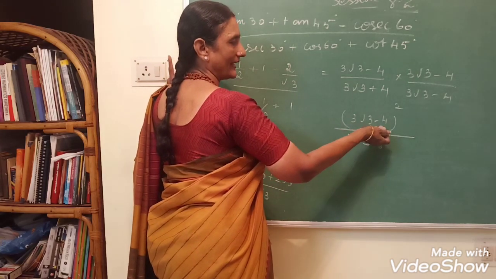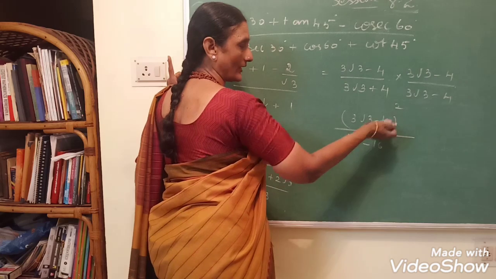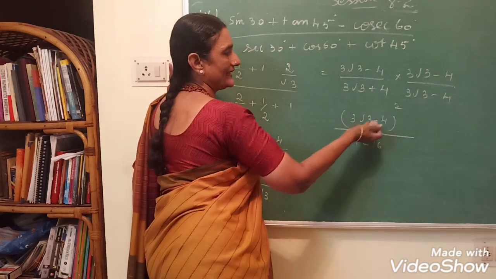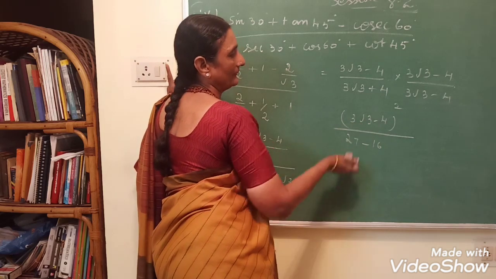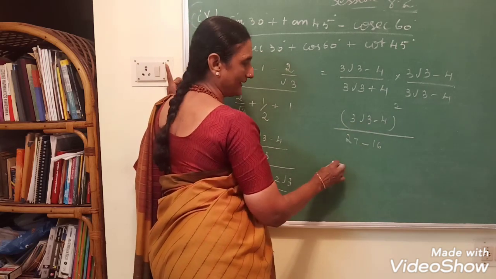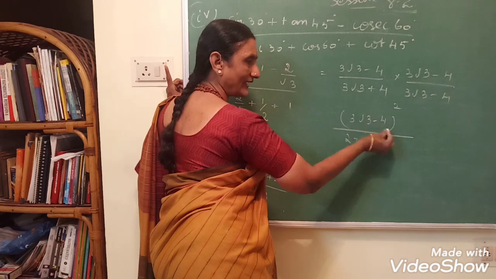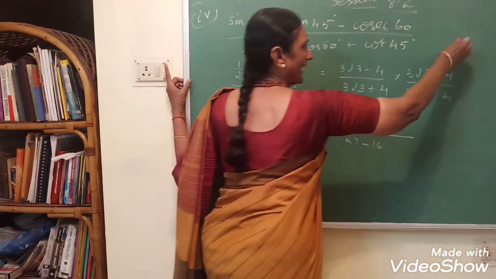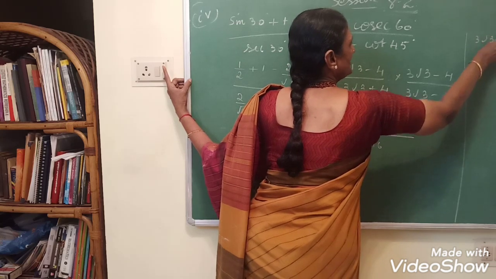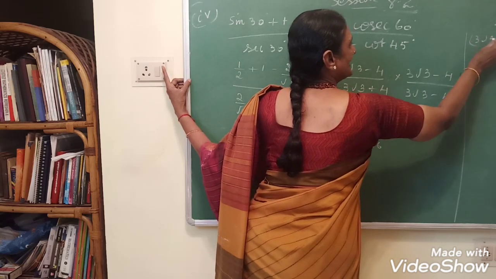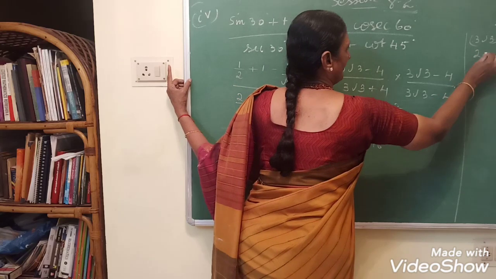3 root 3 minus 4, the whole square, we have to find. We should apply the (a minus b) whole square rule. If you apply the a minus b whole square rule here, the first term is (3 root 3) square. You can do a minor rough work here. 3 root 3 square is nothing but 3 3s are 9, into 3, 27.